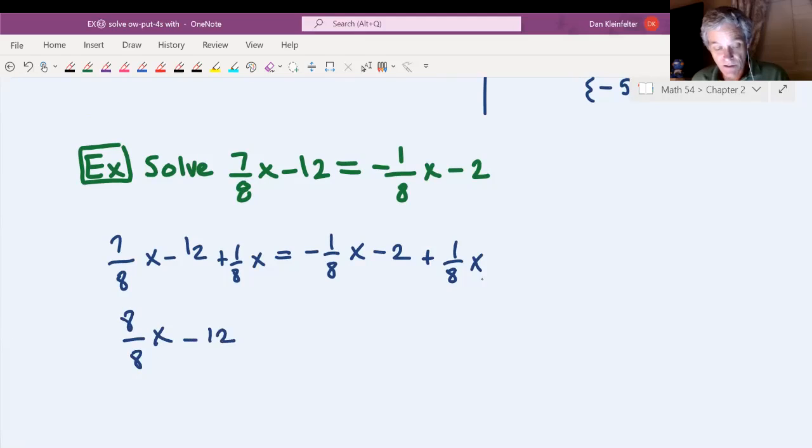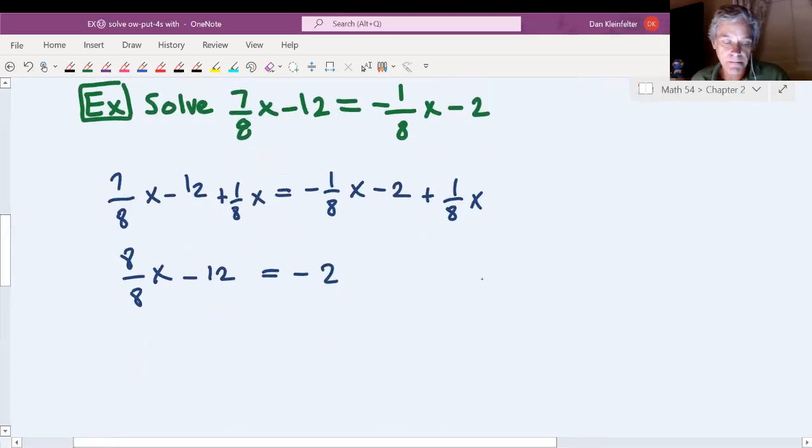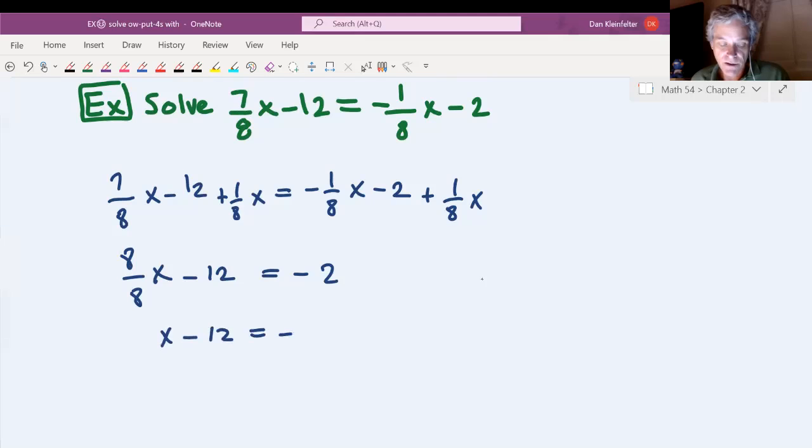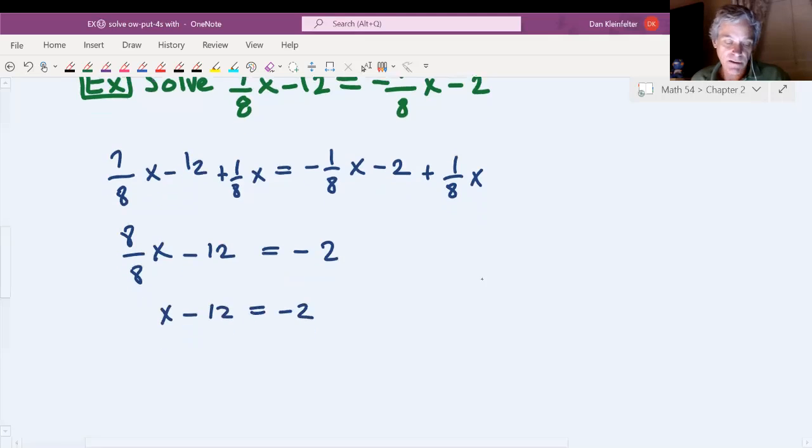We still have the negative 12 on the left side. Equal sign is still in the same place. The negative 1/8 x and 1/8 x added up to 0, so that we just have negative 2 on the right side. Fortunately, 8 over 8 is just 1, so we have 1x minus 12 is negative 2. All of a sudden, that's way better.